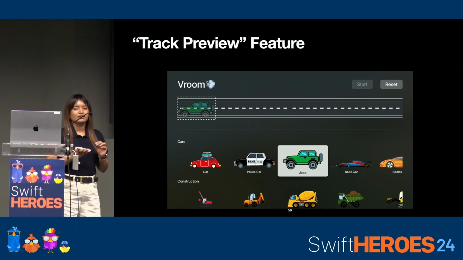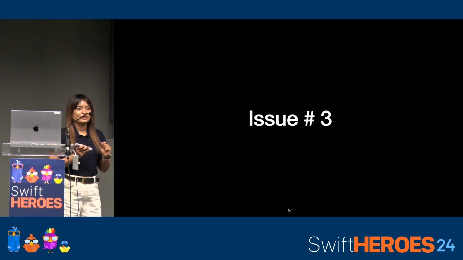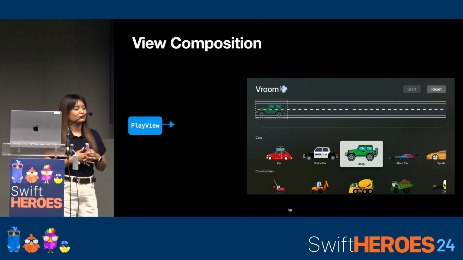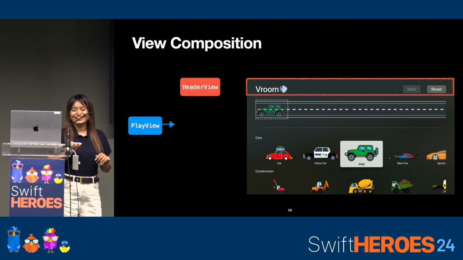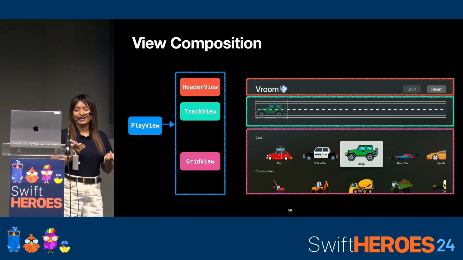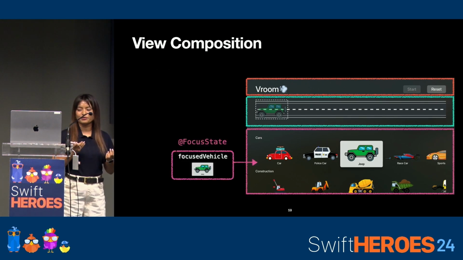But unfortunately, we are still not equipped to actually implement the feature, and that's because I'm using modularization. As some people said in the talks before, oh, we should use modularization. Well, it's creating more problems, because I now have three views here: the header view, track view, and grid view. And what we did just now, we just have the focused vehicle in the grid view. So we don't really have it in the track view, which is where we want to render it.